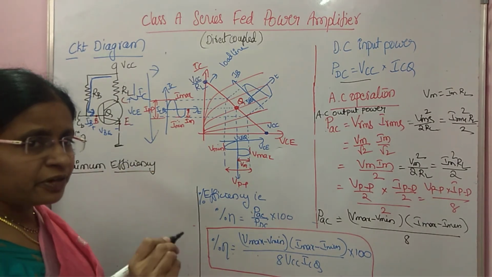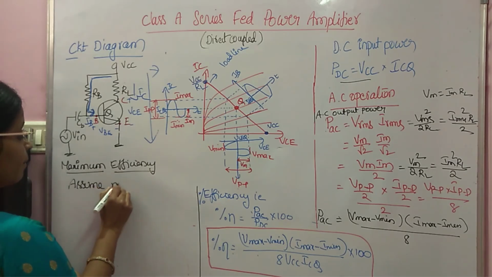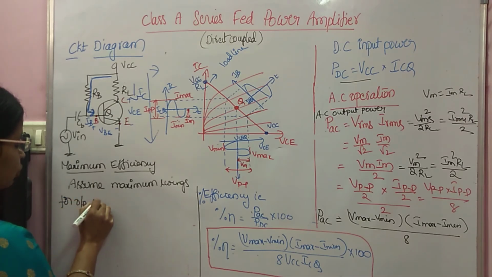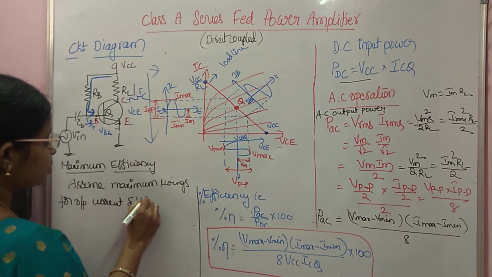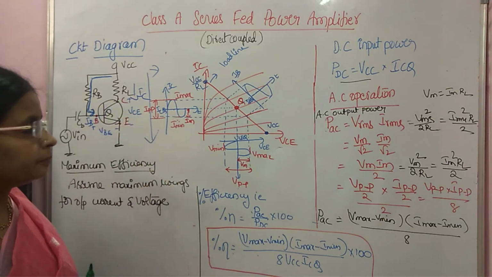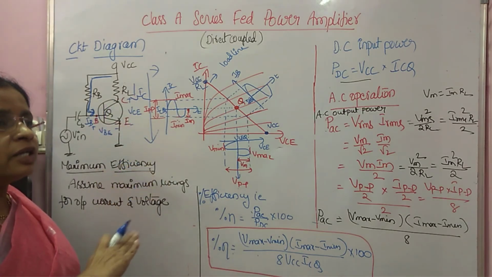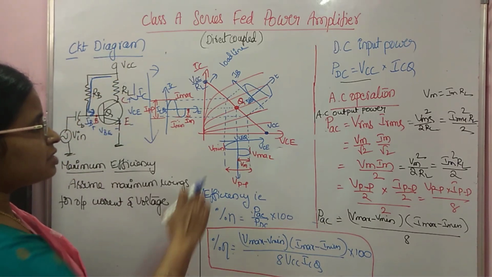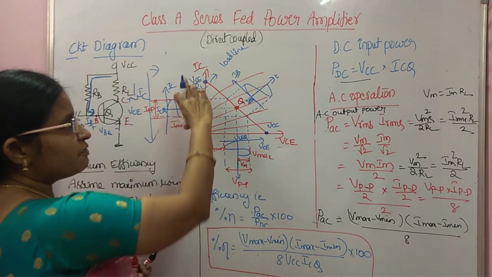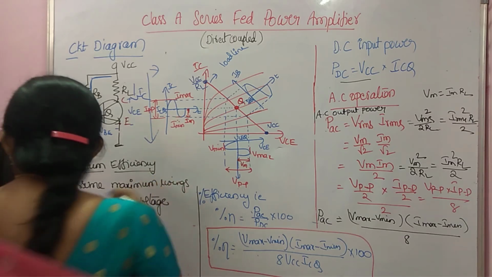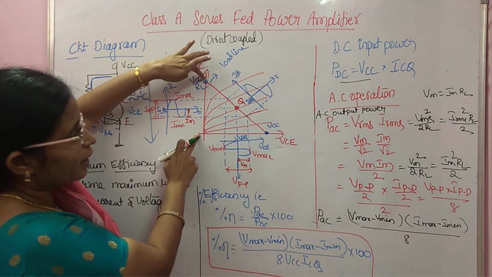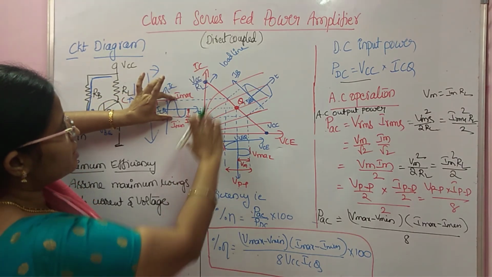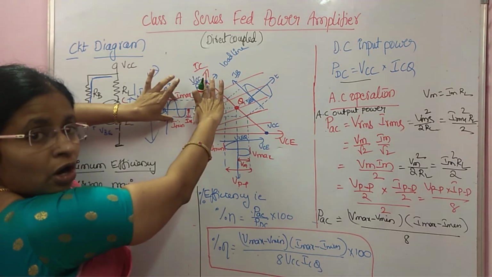To find the maximum efficiency, assume maximum swings for output current and voltage. What is the output current? This is the output current. Maximum swing means it must occupy the maximum area of the DC load line. Say this is the DC load line. For the output current part, this is the maximum swing. If you see the output current, this is the current, but it can be extended up to this. This is called maximum swing.